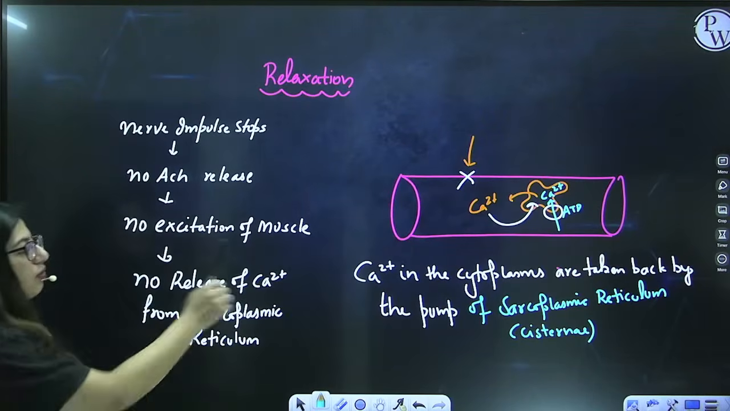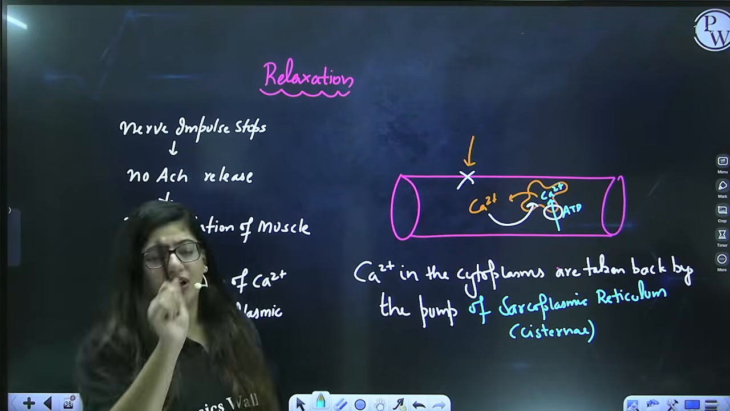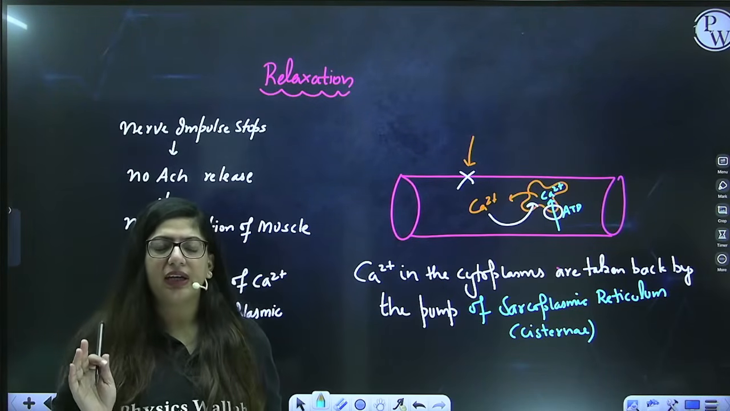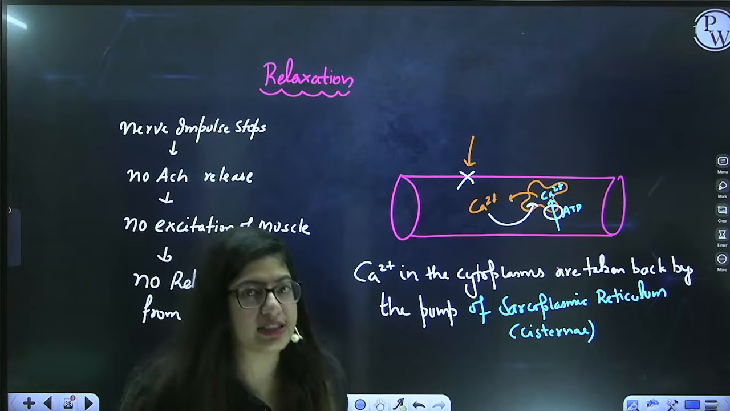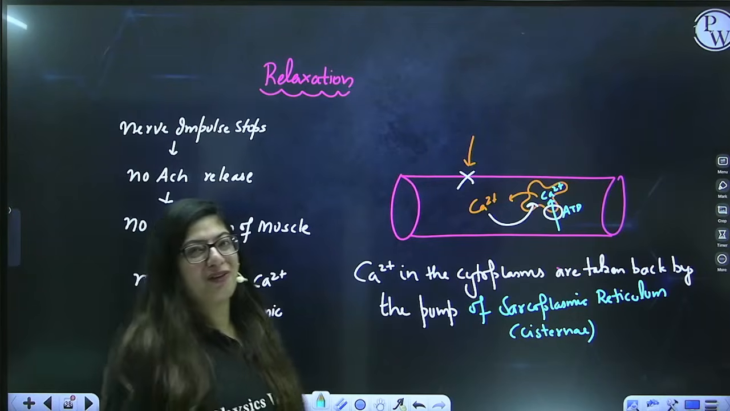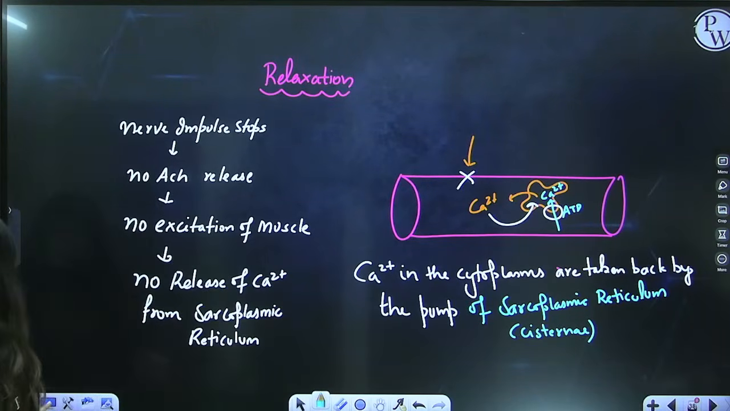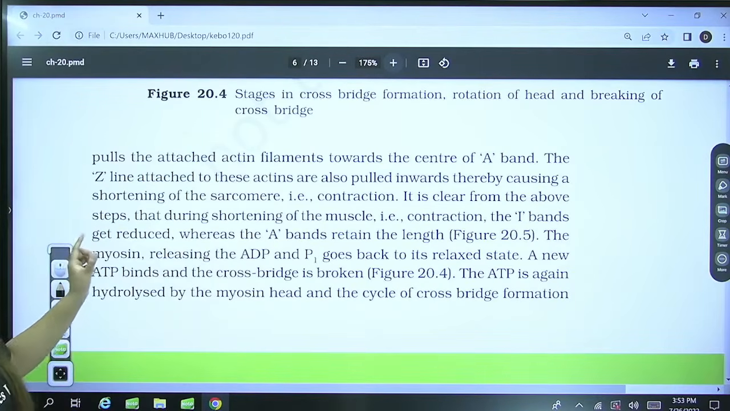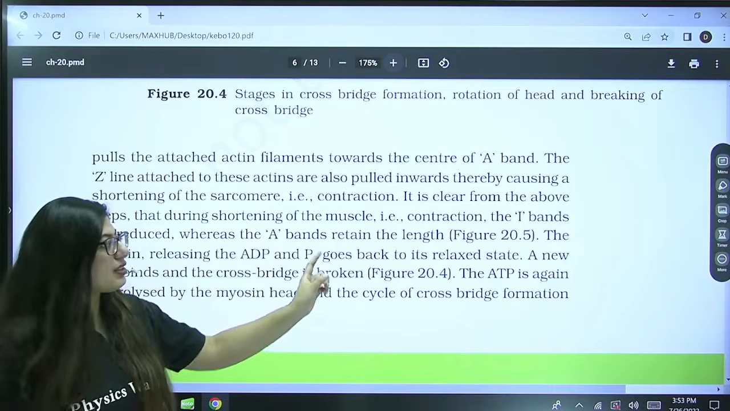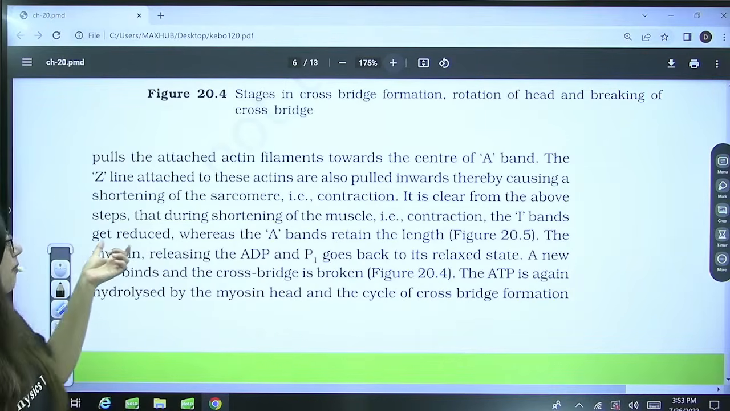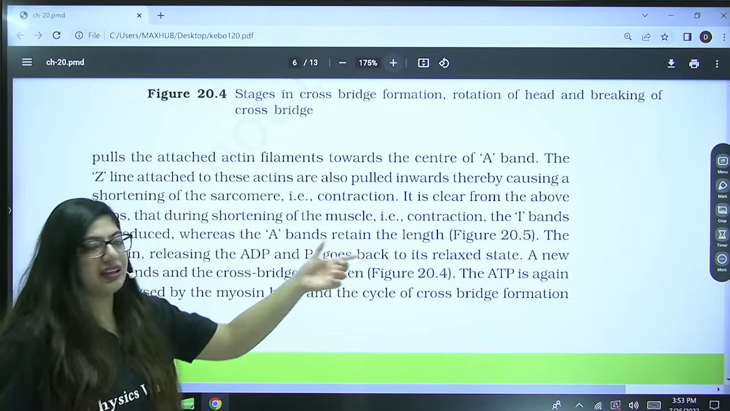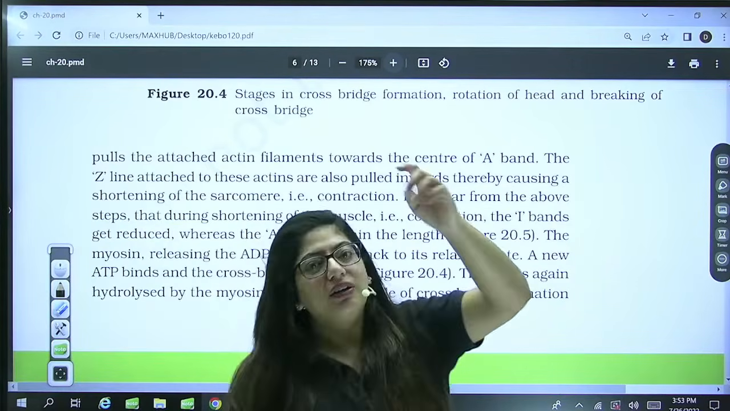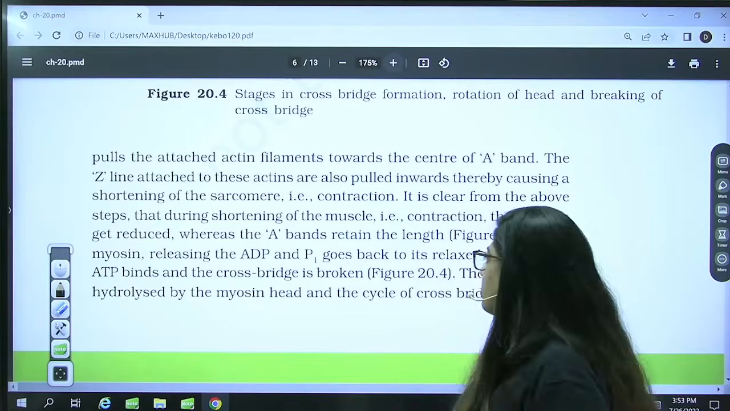Okay, that's about the relaxation. This is how the muscle relaxes. For contraction, the impulse will be sent by the CNS to your muscles. But how does relaxation take place? Now you know that too. Okay, so guys, read the NCERT with me. Open your NCERT. It is clear from the above steps that during shortening of the muscle, that is contraction, the I bands get reduced, whereas the A band retains its length. This is clear. During maximum contraction, the I band disappears and the A band remains constant.